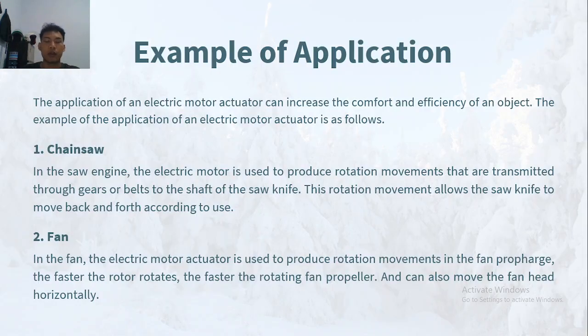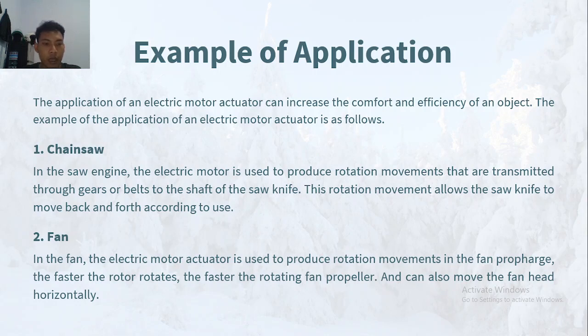Next is examples of application. Electric motor actuators can increase the control and efficiency of an object. The examples of the application of electric motor actuators are as follows. Number one is the chainsaw. The electric motor is used to produce rotation movement that is transmitted through gear or blade to the shaft of the saw knife. The rotation movement allows the saw knife to move back and forth according to use.